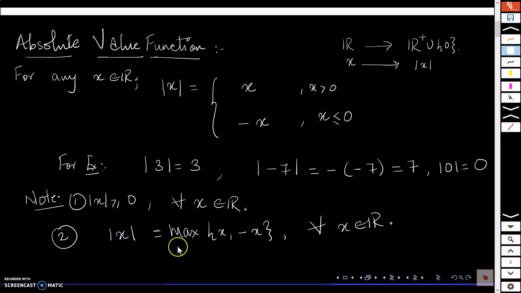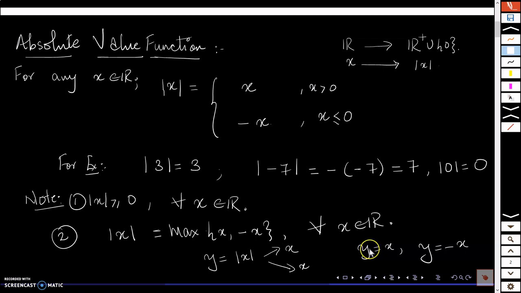So what I'll do is I'll take the function y is equal to mod x. Now this mod x can be either x or minus x, right? It has two choices. So I will have the lines y is equal to x and y is equal to minus x. I have to plot these two lines in my xy plane, and for each x I have to look at its maximum. What is the maximum value that y takes?